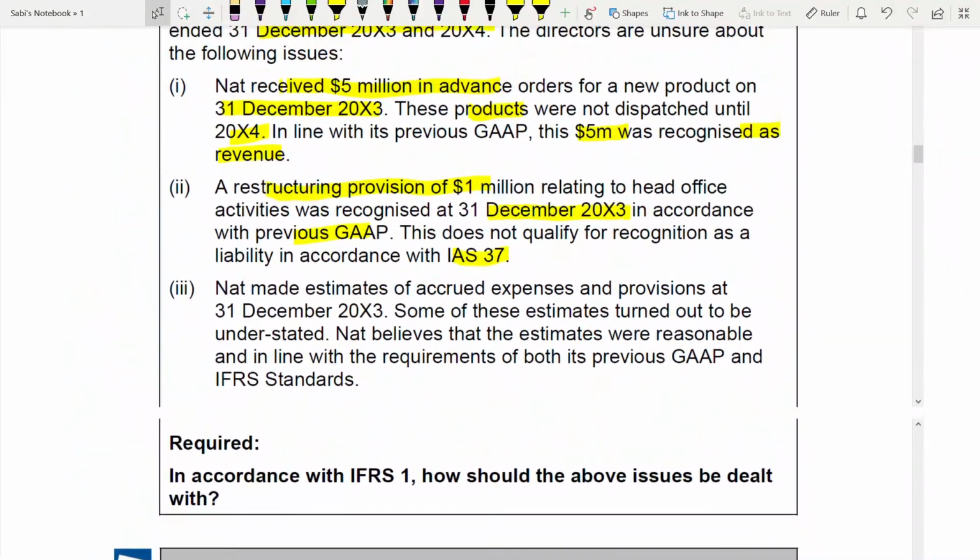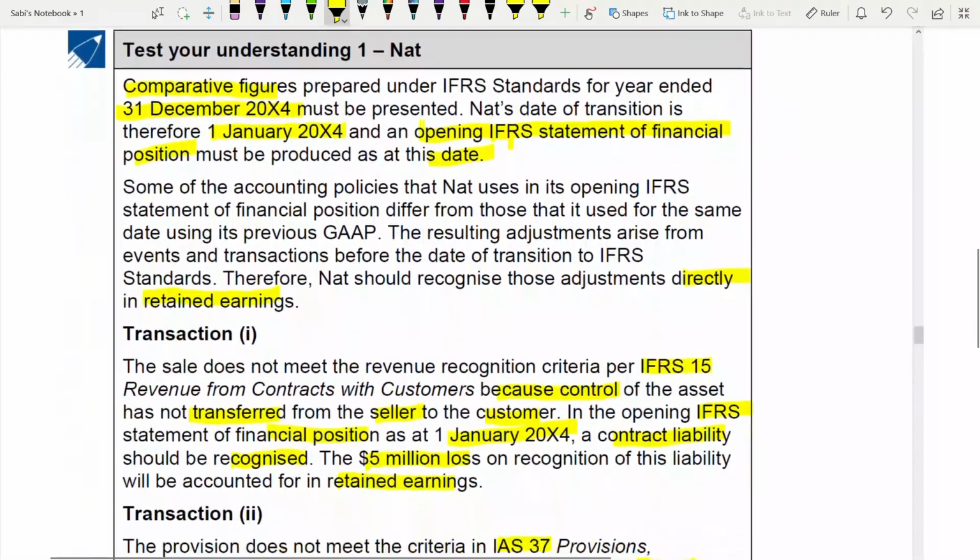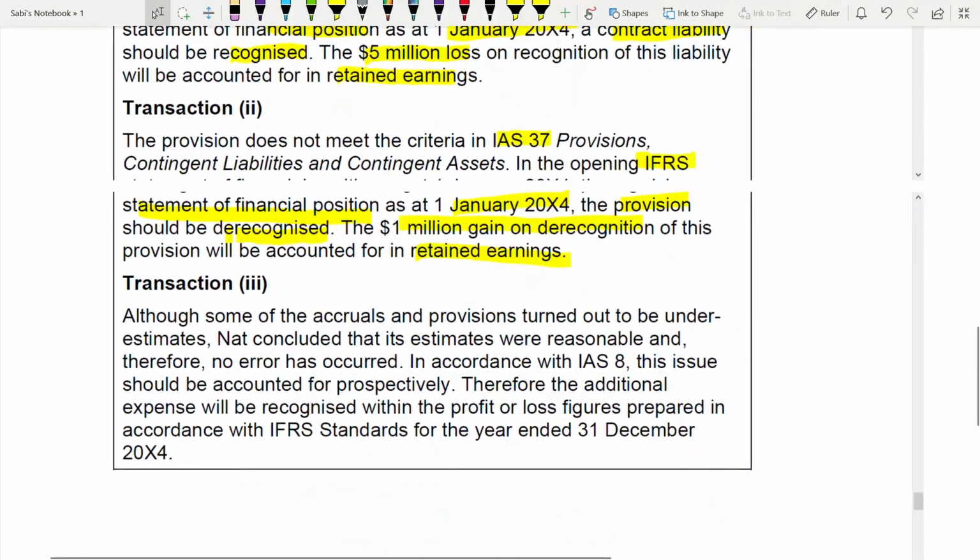NET made estimates of accrued expenses and provisions at 31st December 2003. Some of these estimates turn out to be understated. NET believes that the estimates were reasonable and in line with the requirements of both its previous GAAP and IFRS standards. So no amount has been given, but they just told it's understated. So although some of the accruals and provisions turned out to be understated, NET concluded the estimates were reasonable and therefore no error has occurred. That means you cannot say an error has occurred because the estimates were reasonable.